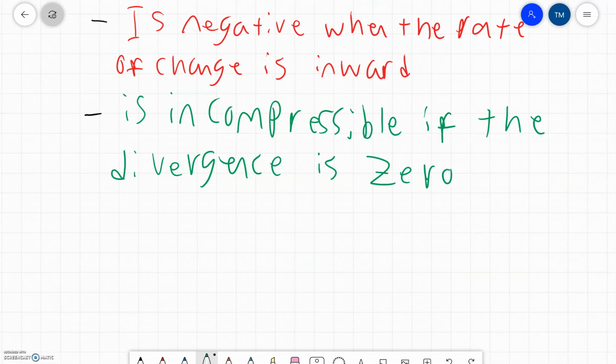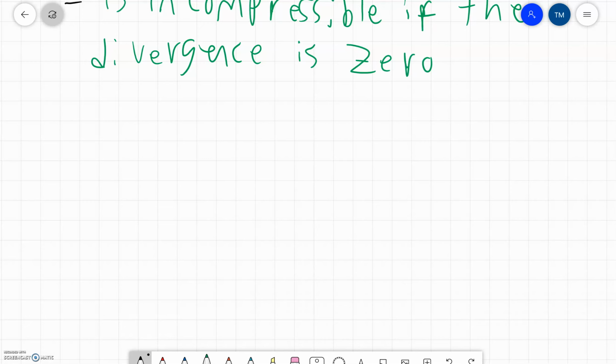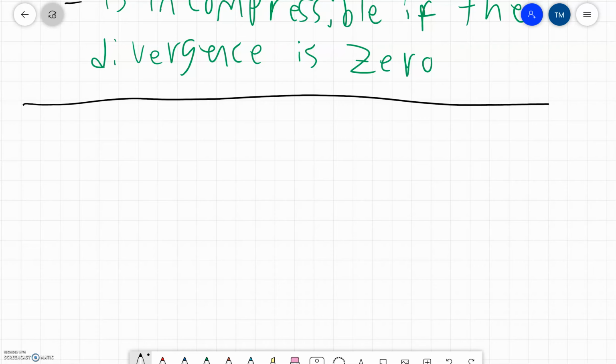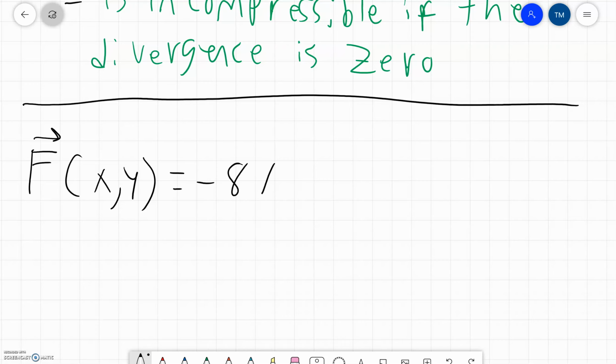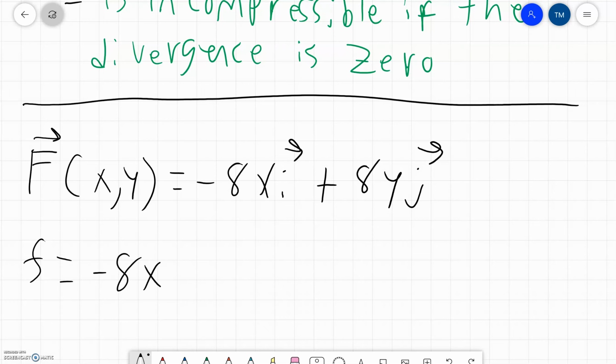So let's actually do some examples. All right, so if I wanted to find the divergence of this vector f, where we have f of x comma y is equal to negative 8x i plus 8y in the j direction, then first we need to find our partials. So for the f function, it's going to be negative 8x, and for the g function, it's going to be 8y.